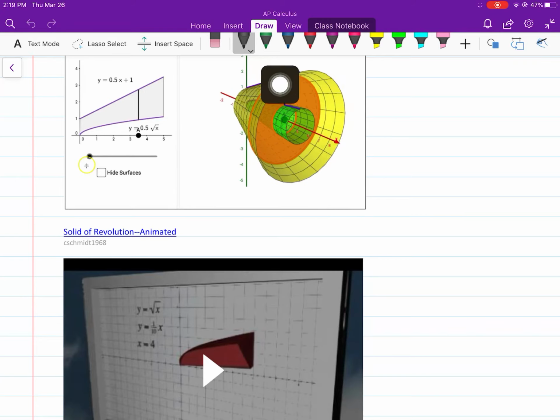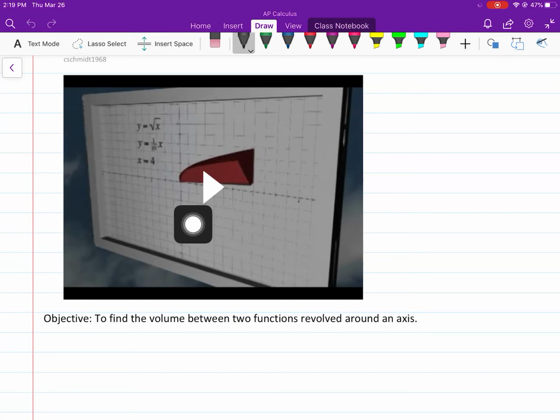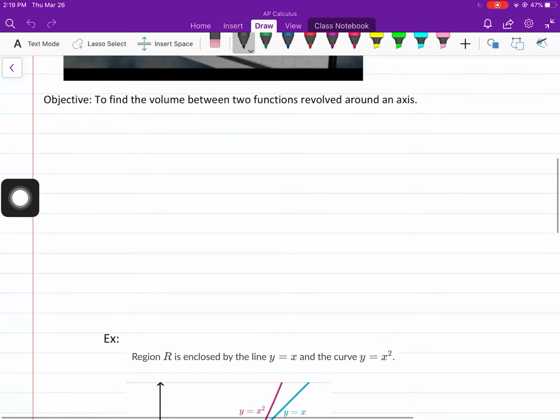So you can see what's going on is we have this volume, and then within it we're going to remove some of that volume from it. If you want to take a look at this video, really good video, it'll kind of show you how it revolves around, and that'll be a good one for the visual.